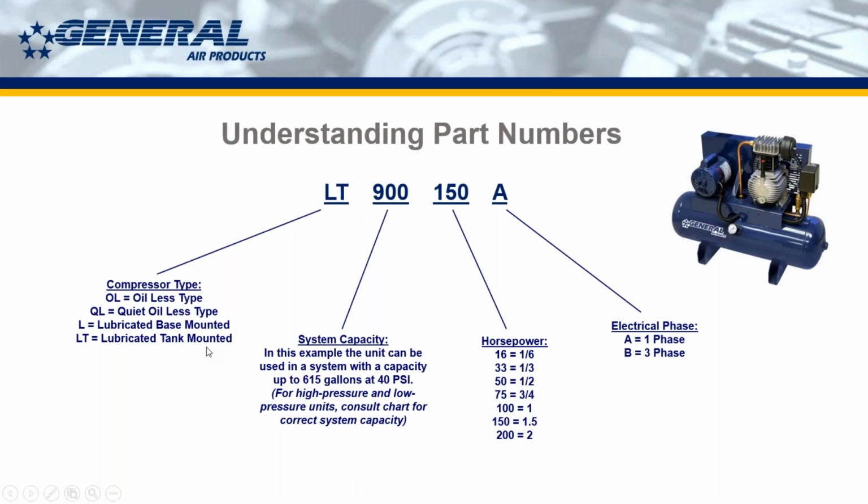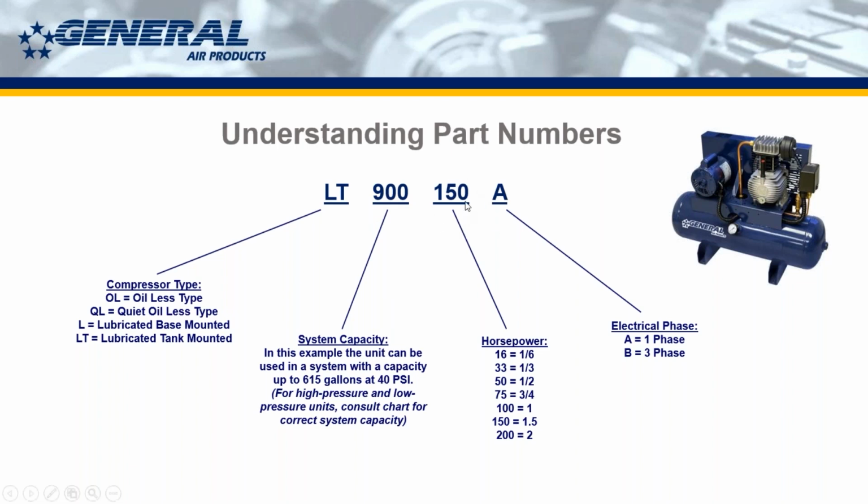Understanding the part numbers. This would be the part number for this unit, the LT 900-150A. LT means lubricated tank mount. 900, and so those next numbers there are telling you that this is the max system capacity. So this unit is good to fill up a 900-gallon system to 40 psi in 30 minutes.